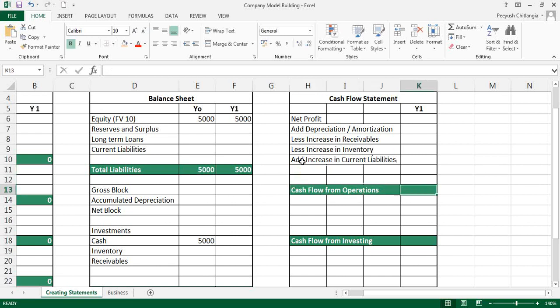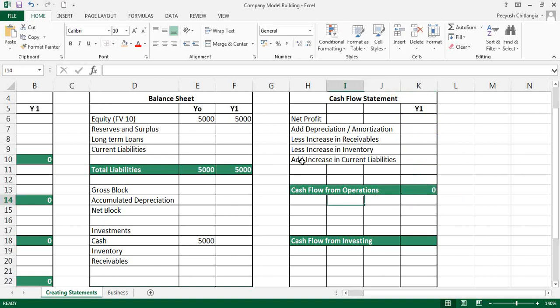Once you do these, you get what is typically called cash flow from operations. So I can put the formula here. It says net profit plus depreciation, minus increase in receivables, minus increase in inventory, and plus increase in current liabilities. That gives me my cash flow from operations.